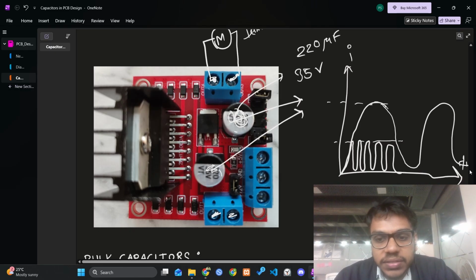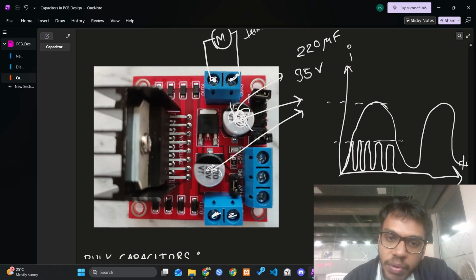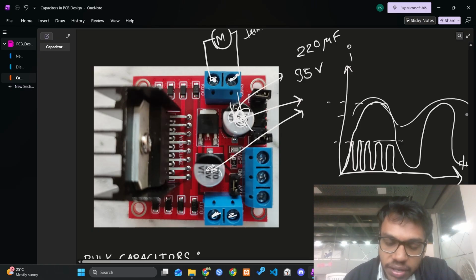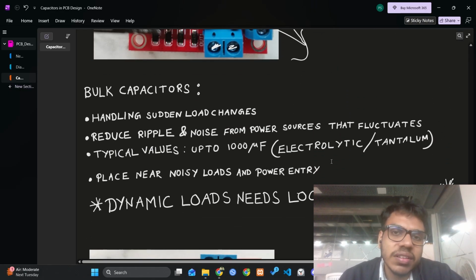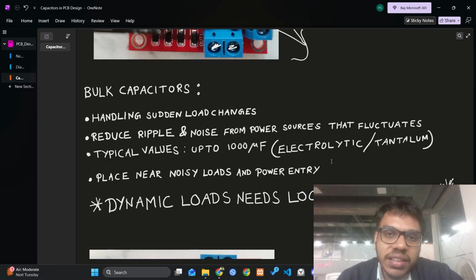And this second capacitor you can see will mainly serve the purpose of providing this slow surge in current. It sits right next to this voltage regulator. This is the voltage regulator, and what it will do is filter out some noise or ripples from the power supply, so the voltage regulator is a stable supply. To quickly summarize, these bulk capacitors help in handling sudden load changes. They help reduce the ripple and noise from the power sources that might fluctuate.